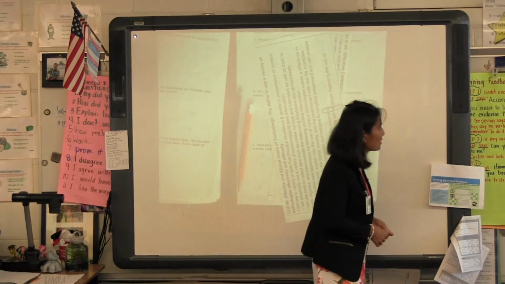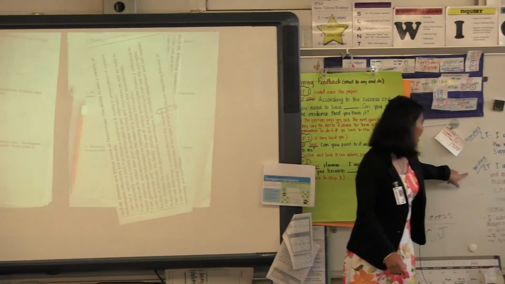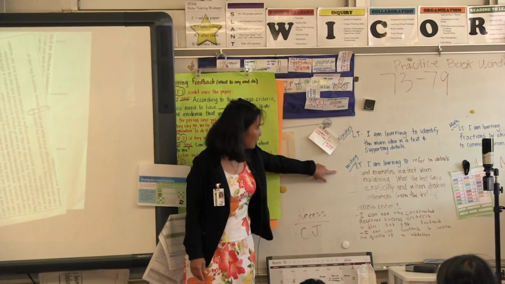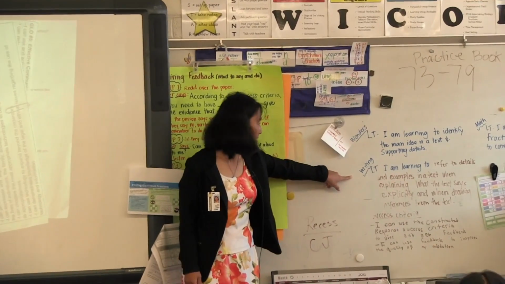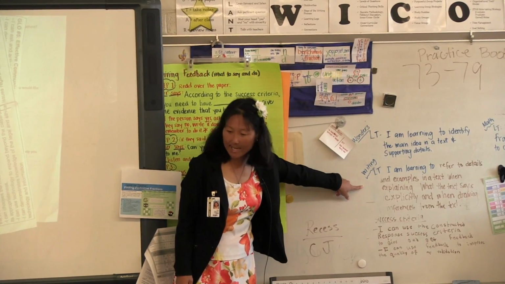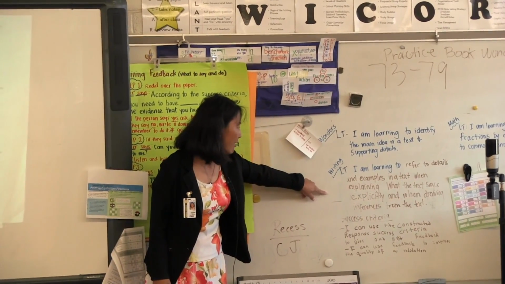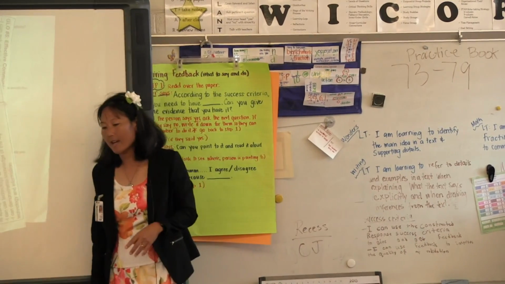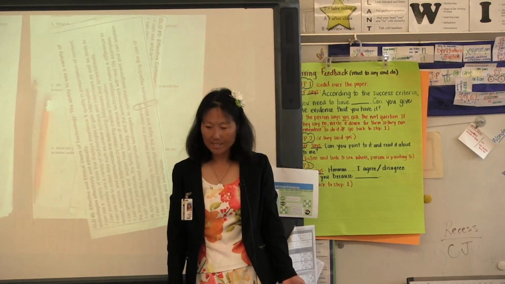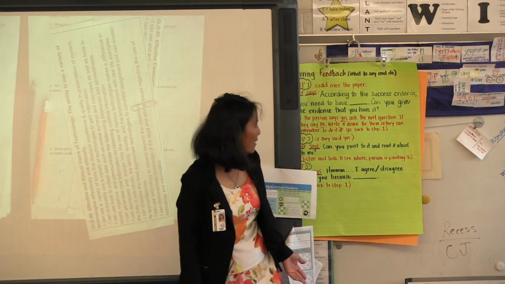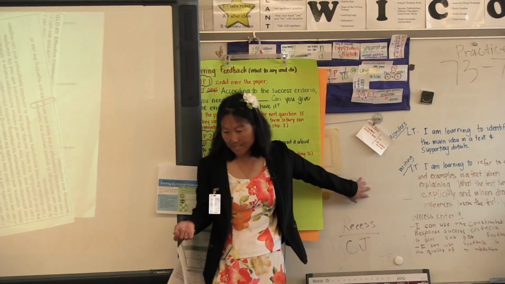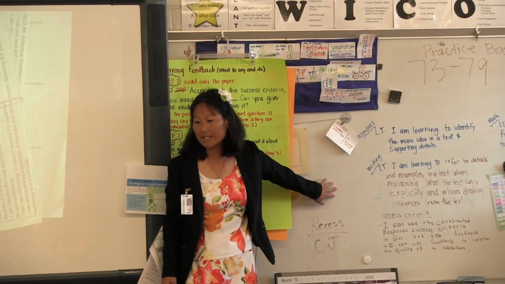So today, if we look at our learning target, let's look over here. We're going to be doing this one, which is: I am learning to refer to details and examples in a text when explaining what the text says explicitly and when drawing inference from the text. Does this sound familiar? It should be, because we've been working on this for a few lessons already, correct? Yes. But today, I'm going to show you exactly what you need to do in order to get the MP and MEs and to really answer it clearly and concisely.